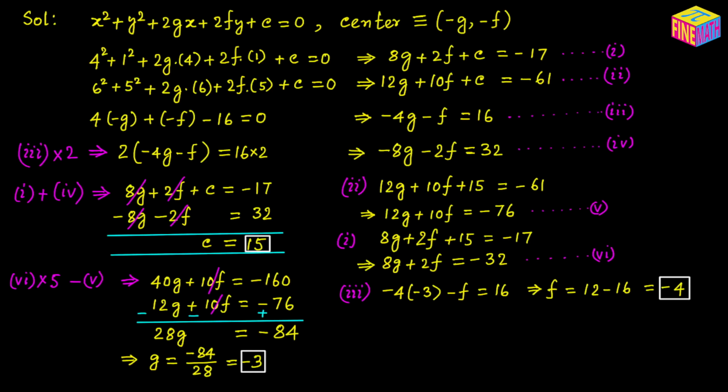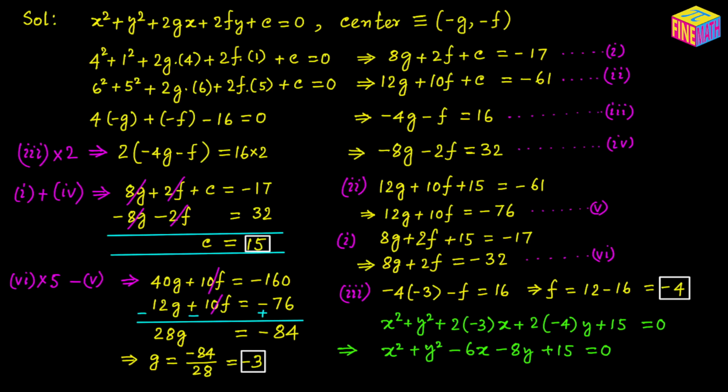Now that we know the value of g, f and c, we should be able to plug in that information in the general equation of the circle, and that will give us the actual equation of this circle. So here I have plugged in the value of g, f and c in the general equation of the circle. So now the general equation looks like x squared plus y squared plus 2 times negative 3 times x plus 2 times negative 4 times y plus 15 is equal to 0. And if we simplify this, the equation looks like x squared plus y squared minus 6x minus 8y plus 15 is equal to 0. And that is the equation of this circle.